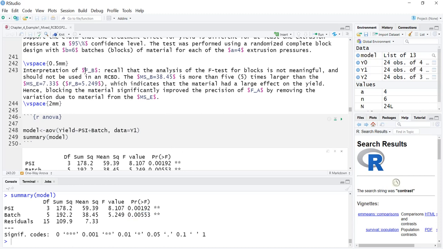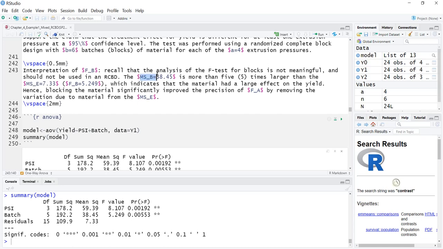But what we can do, we can still use this and get information, just not a hypothesis test. So recall that the analysis of the F-test for blocks is not meaningful and should not be used in an RCBD. I might actually leave this in a report to somebody just so somebody doesn't say, why didn't you interpret that? Does this mean the raw material, blah, blah, blah? No, this is a randomized complete block design and we cannot analyze this the same way.